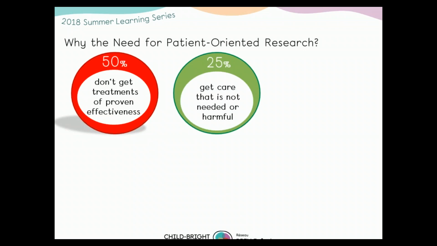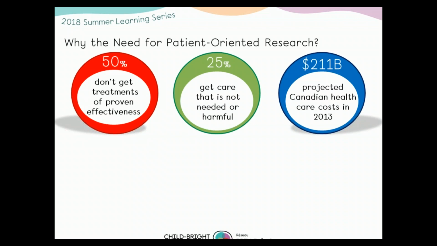If they're not receiving ineffective care, up to a quarter of patients are prescribed care that is not needed or potentially harmful. And what this comes down to is the fact that providing this type of healthcare that unfortunately is at times ineffective is also expensive. 5 years ago, it was projected that the Canadian healthcare system would be taxed with over $211 billion of costs for the year, which works out to about $6,000 per Canadian.